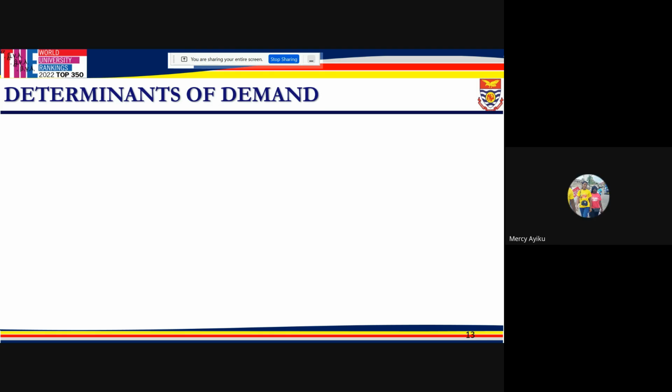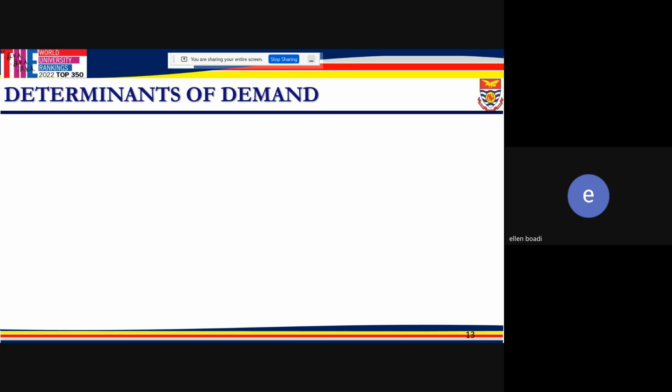So far in our discussions, we've simplified the analysis to look at just the relationship between the price of a commodity and quantity demanded. So the assumption for our discussions so far is that the only factor that influences quantity is price. The only factor that will influence your decision to buy a plate of jollof is the price of it.